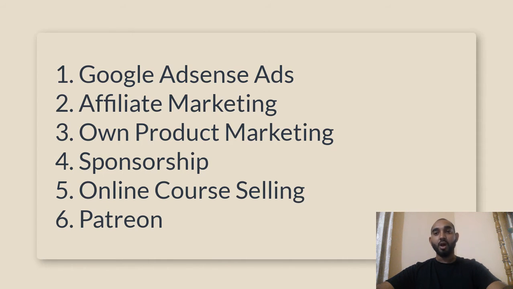And then the third option, you can make money on YouTube by selling your own product. It could be t-shirts, any online product, or any physical product. Okay, and then the fourth option is by doing sponsored videos, and then the fifth option is by selling online courses, and the sixth option is the Patreon membership feature. Okay, so let me give you a little brief about each of the options.